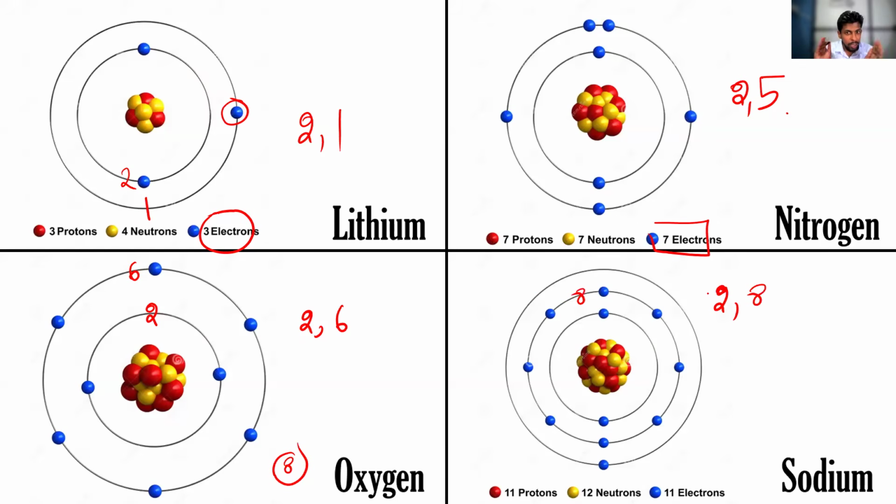So totally 10, 2 plus 8, 10. But we have 11 electrons. Already 10 electrons are filled, but we have 11 now. One of them is remaining, right? So that one will move to the third energy level. Look at the picture here. First of all, 2. Then 8, then 1. So 2, comma 8, comma 1. That will be the electronic configuration of the sodium.